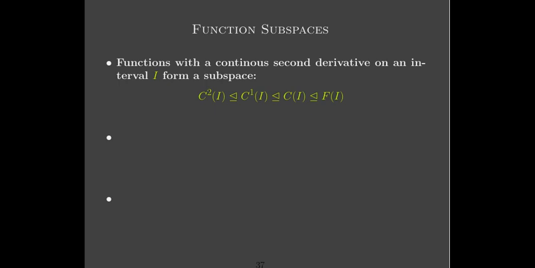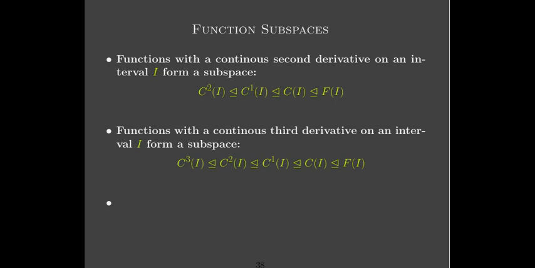So if you have continuous second derivatives, you must have continuous first derivatives. Otherwise, you can't take that second derivative. And of course, that means it must be a continuous function. So you just get this nested set or collection of subspaces depending upon how many continuous derivatives you have.